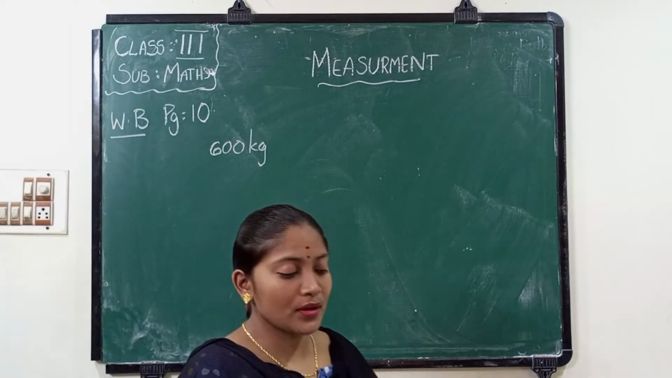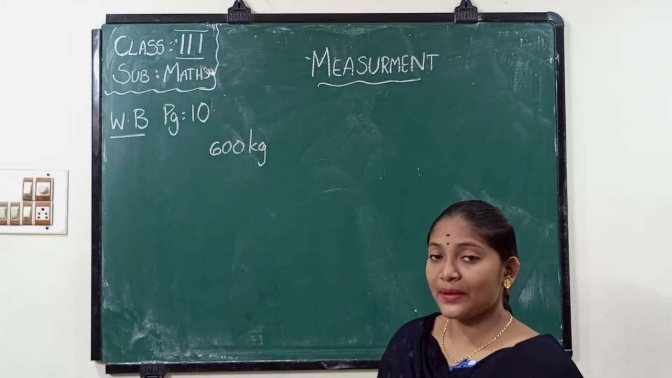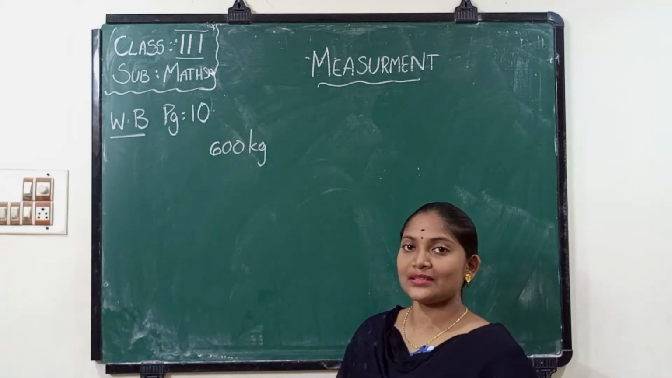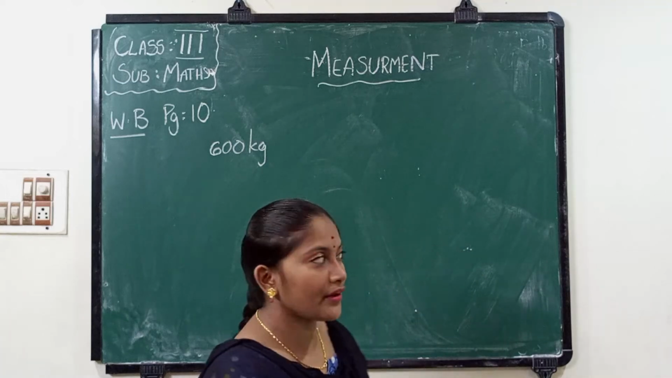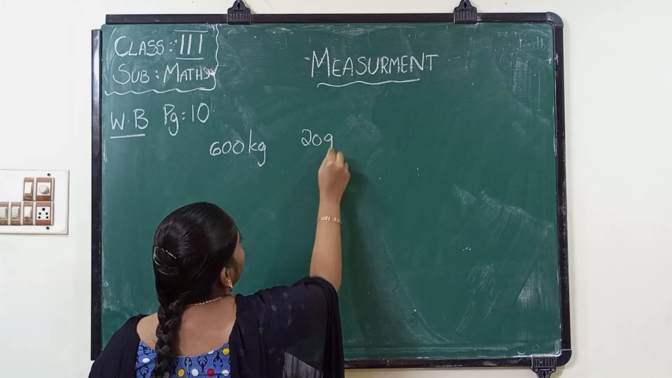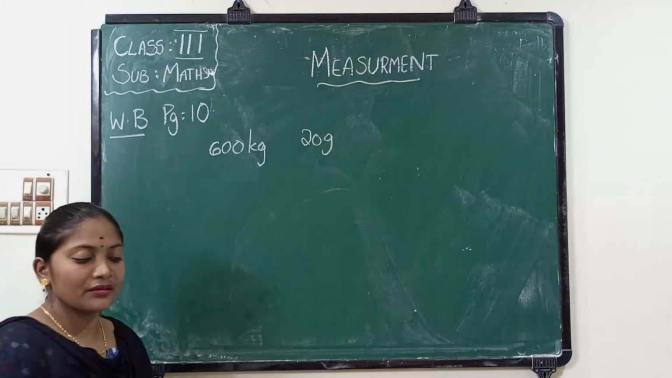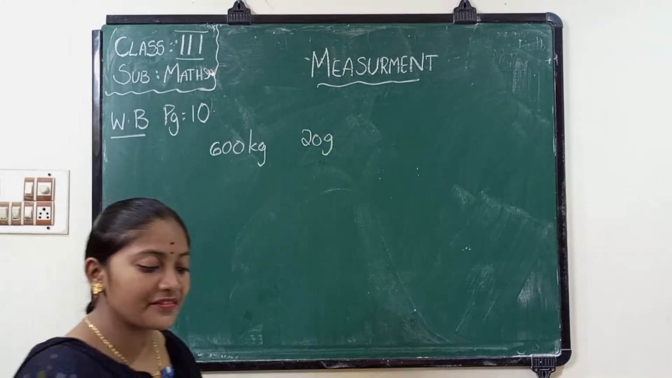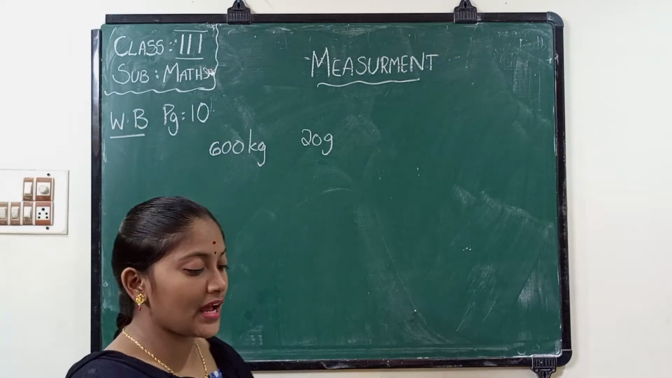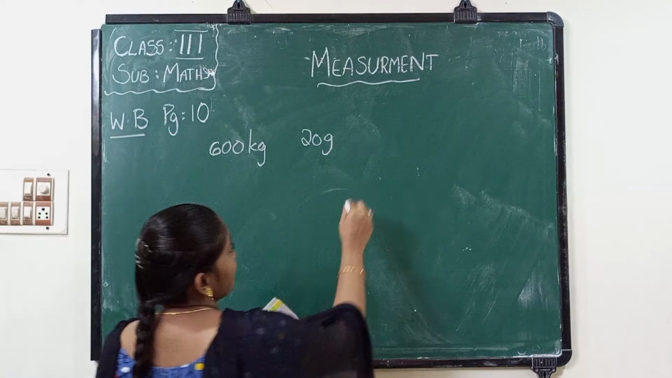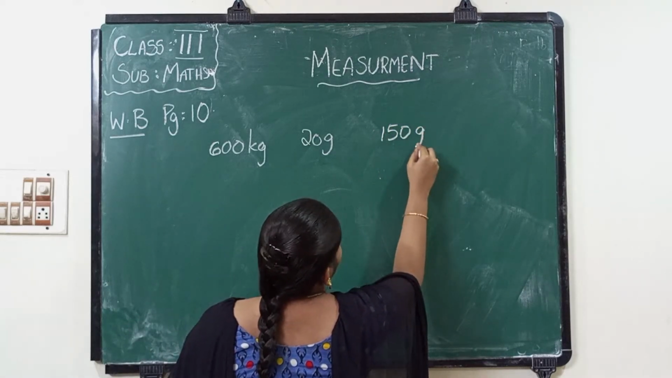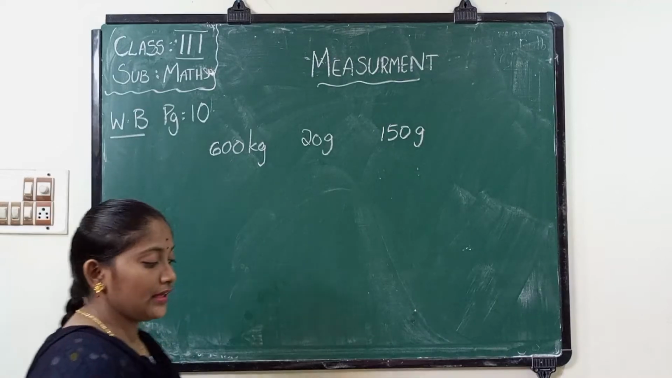Next one. It's a pencil. Is the pencil weight 20 grams or 1 kg? Pencil weight is actually 20 grams or 25 grams, so we have to round to 20 grams. The next one, burger, 15 kgs or 150 grams. It's just 150 grams, not 15 kgs. It's 150 grams.